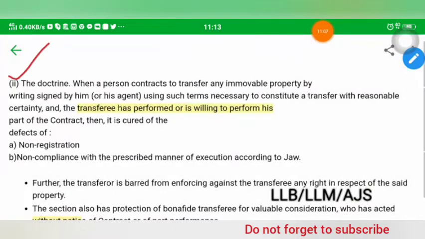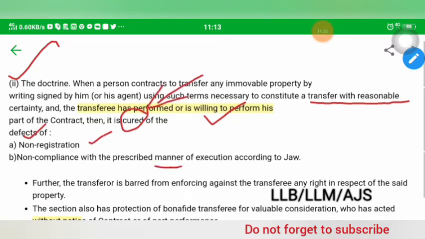The doctrine applies where a person contracts to transfer any immovable property by writing signed by him or his agent, describing the terms necessary to constitute a transfer with reasonable certainty, and the transferee has performed or is at least willing to perform his part of the contract. Then it is cured of the defects. Cured means there is a cure of the defects. Of course, the defect is there, the defect of non-registration and non-compliance with the prescribed manner of execution according to law, which we have already read in the beginning of this video.